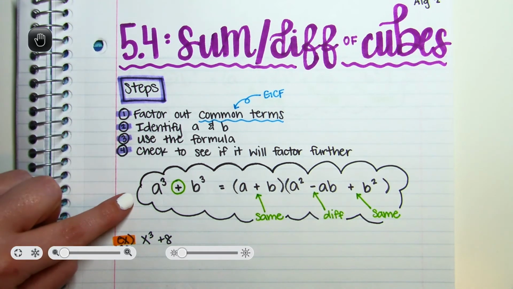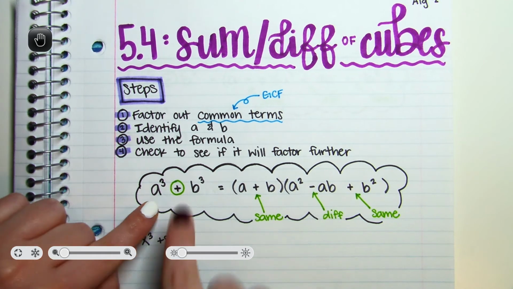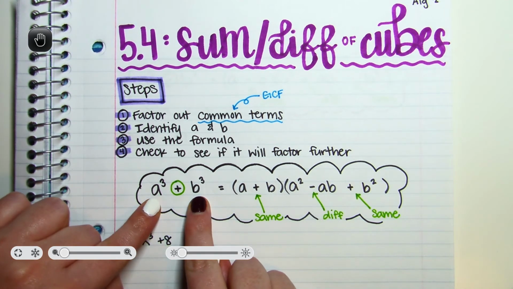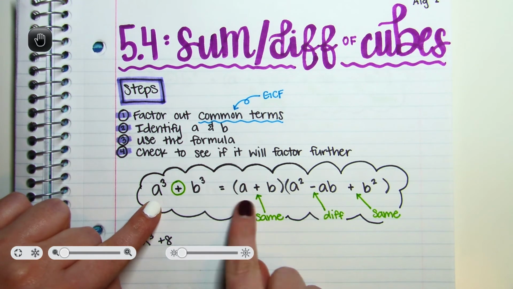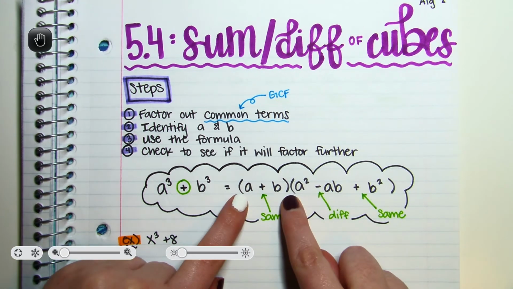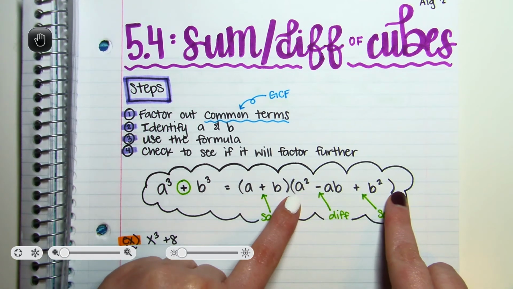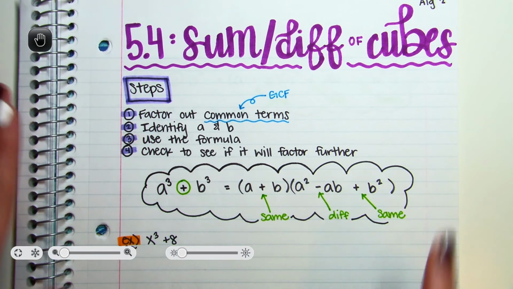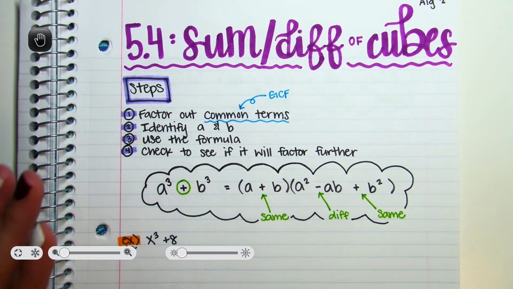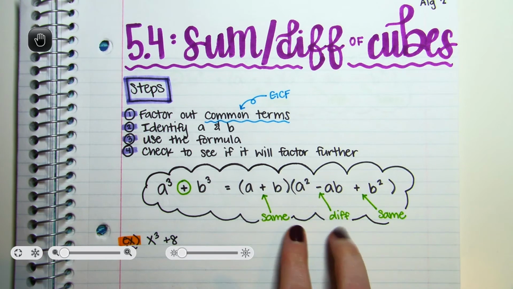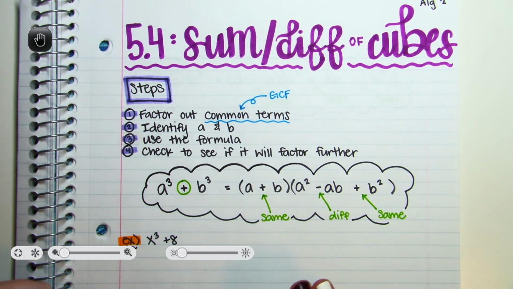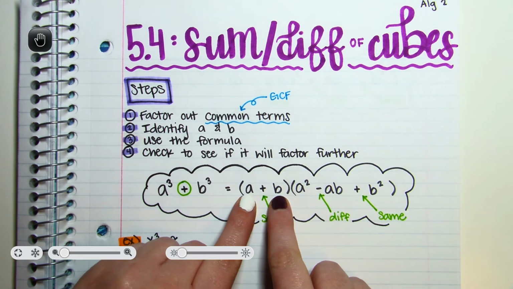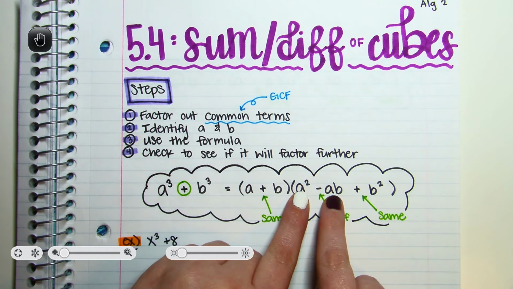So here's the formula for the sum of cubes. Notice sum is addition, and then cubes, these are both perfect cubes. So A cubed plus B cubed. Now the formula for this is A plus B in parentheses, and then A squared minus AB plus B squared. Now the important part that I like to stress about this is the same, different, same. So for both of these formulas, sum and difference, it's exactly the same. It's an A and a B in parentheses, and then A squared, AB, and B squared.